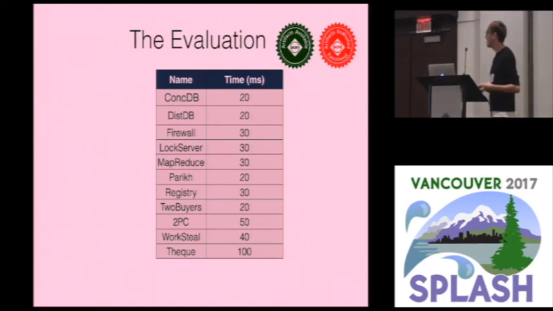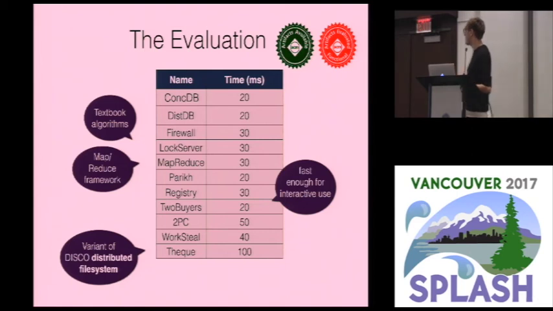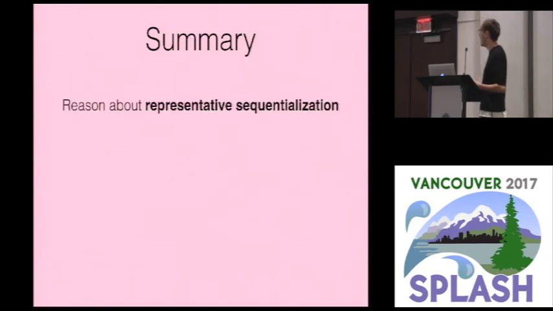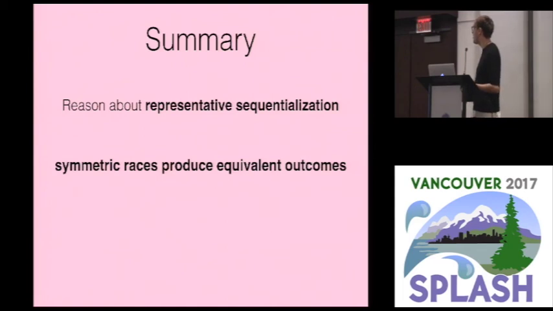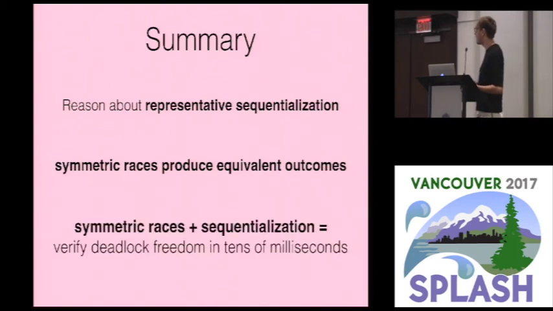So we've evaluated it on a bunch of benchmarks, and some of them are textbook algorithms. There's a MapReduce framework and a distributed file system. And what you can see is that it's fast enough to be used in that interactive way that I showed you. And that actually, even though you have this restricted computation model, you can still write quite a bunch of algorithms in it. Okay. So to sum up, we made this observation that often you can reason about a representative sequentialization of a distributed program. So the key idea is to restrict races to races that produce equivalent outcomes. And if you have these two components, you can verify programs for deadlock freedom in tens of milliseconds.